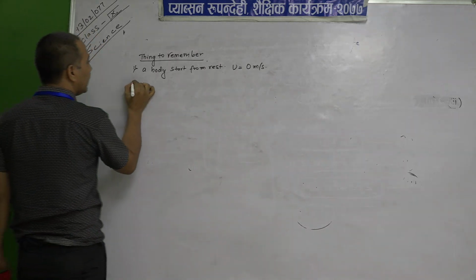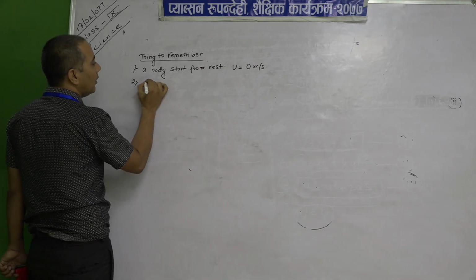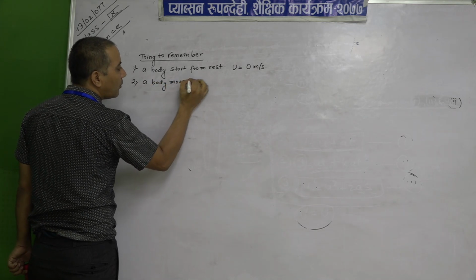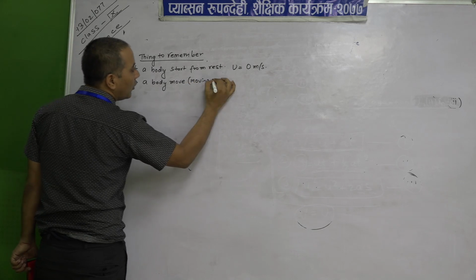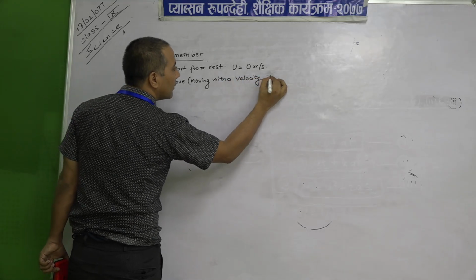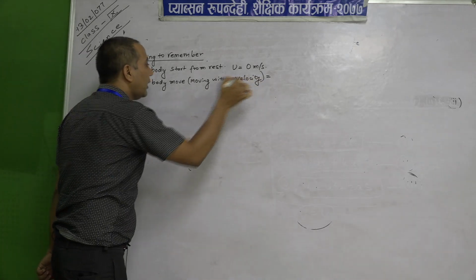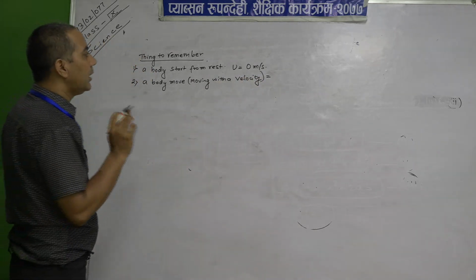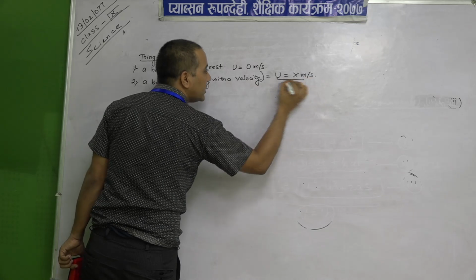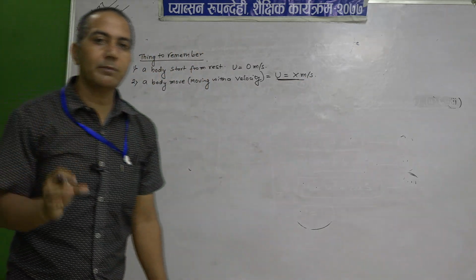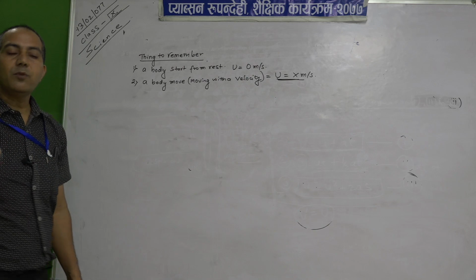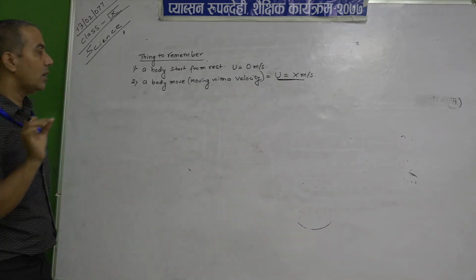Okay. The second point: when an object or body moves or is moving with a velocity, that means it gives a numerical value of u, x meter per second. The value which is given in front of the moving object or the body will denote not the final velocity, that will be the initial velocity u.